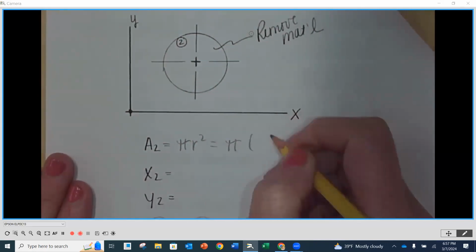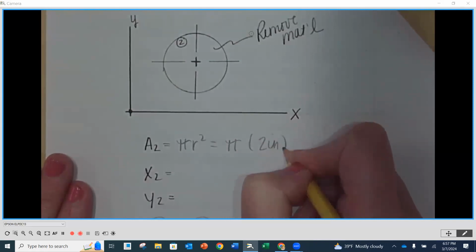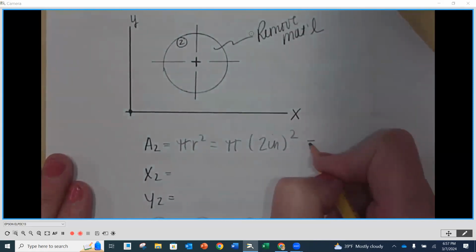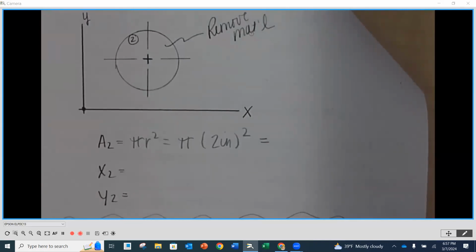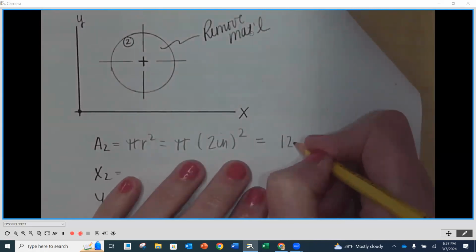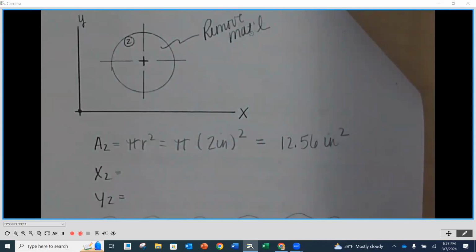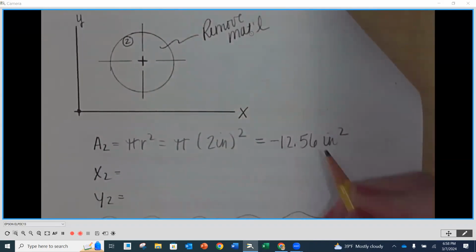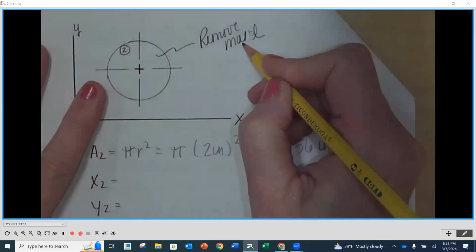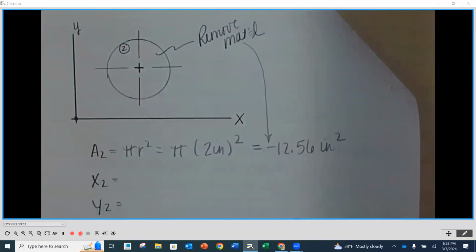So pi times 2 inches squared. So our area, number 2, tell me my number. Do we know? Yep, 12.56 inches squared. Make sure you put the right units in. Now, this is going to get a negative in front of it, okay? And that's because we're removing material, okay? This is a hole. So we're taking material away, so it has to be a negative.